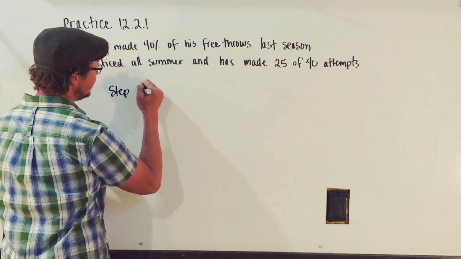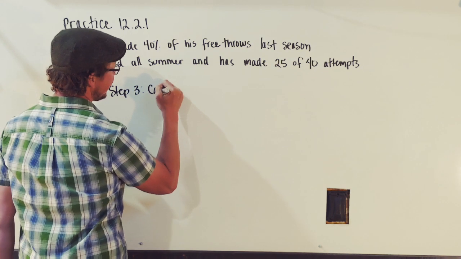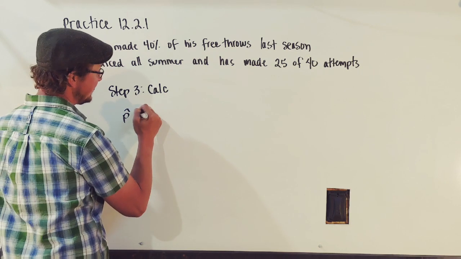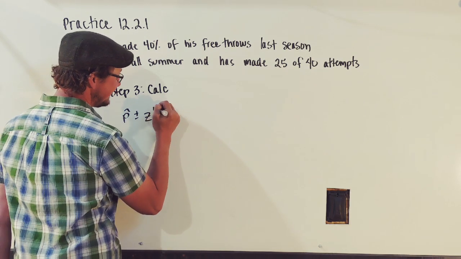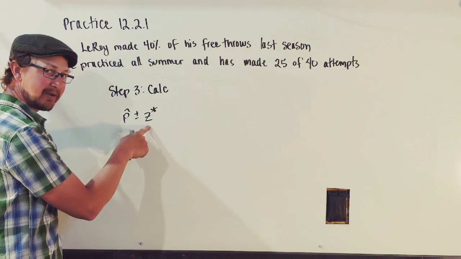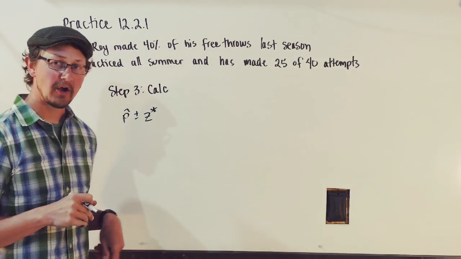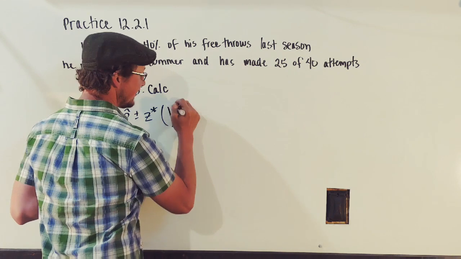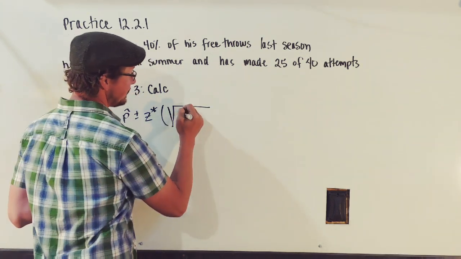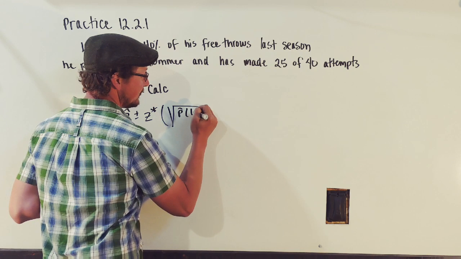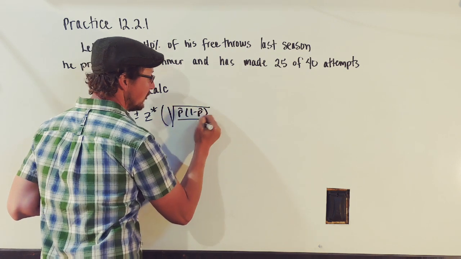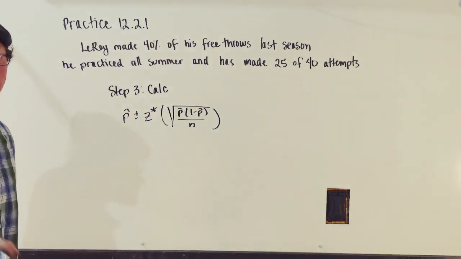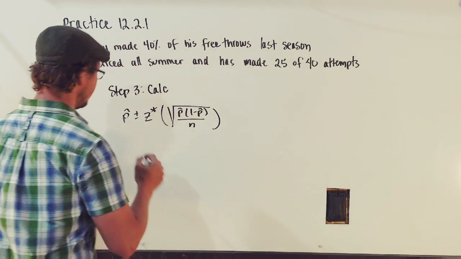So step 3 of a confidence interval, the calculation, is going to have us say p hat plus or minus z star, that special number that gives us the particular zone of interest that we're looking for, times the standard deviation of my sample. That's p hat times its complement over the sample size. Let's drop in our values and then use our calculator to solve for us.